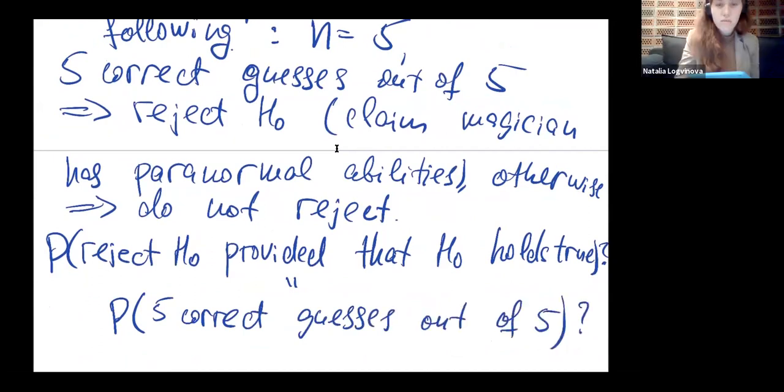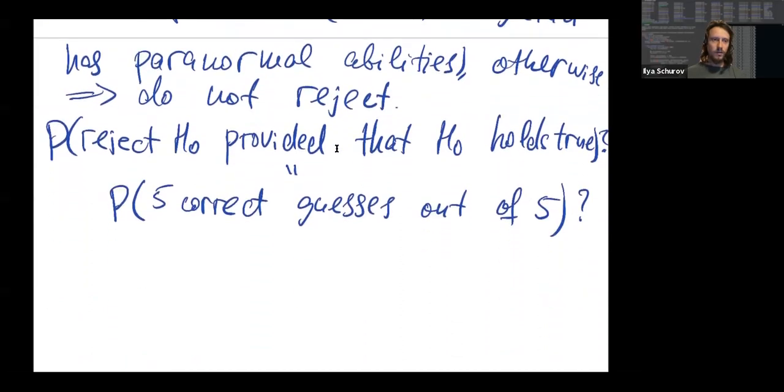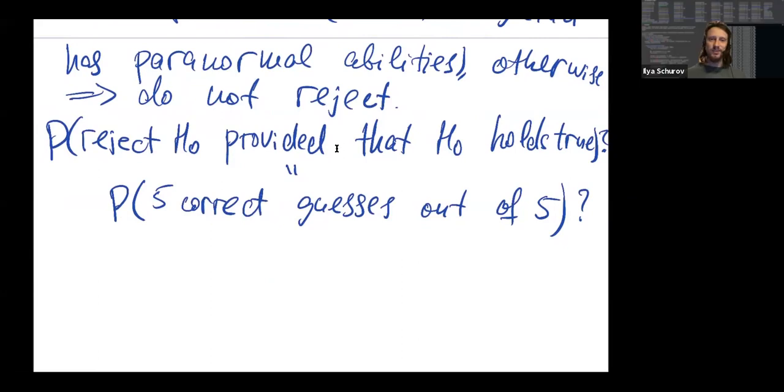Should be 1 to 10, no? Okay. Any other ideas? Maybe not. Probably not, because we need a bit of probability theory here. But don't be scared. That will not be too complicated. So 5 correct guesses out of 5. What is the probability?